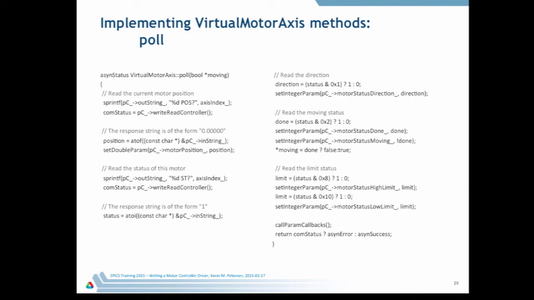I would have implemented poll first because I think poll is crucial to seeing what's going on once you're developing the driver. But because safety is most important, we started with stop. So you see that we're sending the controller a command, we're parsing a response, and we are setting a parameter that tells the motor record through the various layers what the actual response was.